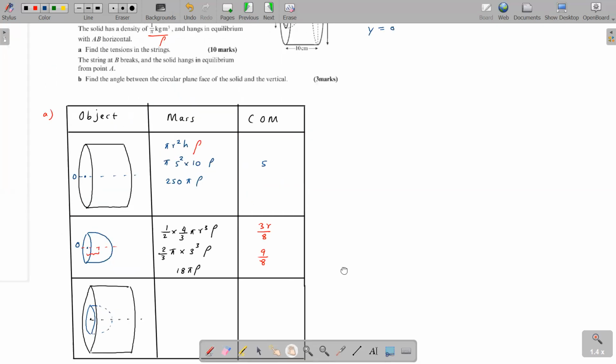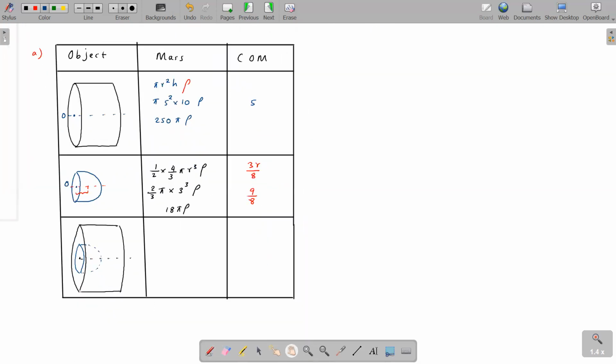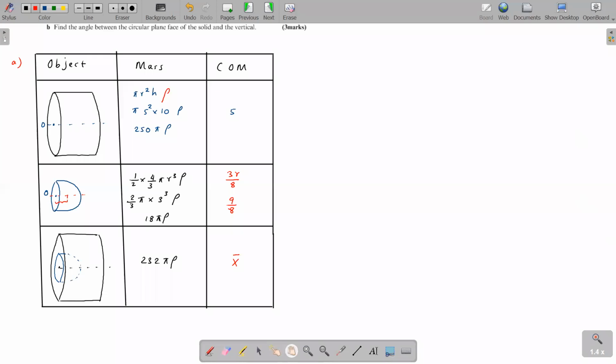Okay, so you're removing, right? So the mass should be subtracted. Can I know the mass? Okay, guys, that's 232 when you subtract, because you're removing masses. So remember, you should subtract. So let's quickly get that 250 pi rho into 5, subtracting 18 pi rho into 9/8, equals 232 pi rho into x bar, right, guys? So pi rho is common with everyone, and that should cancel out. Can I know the x bar answer?